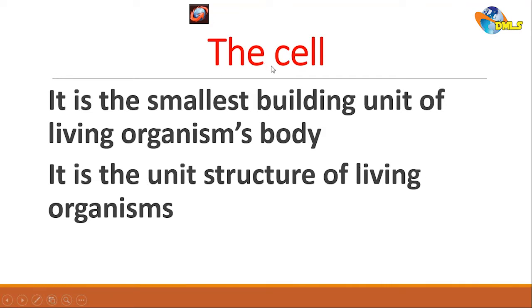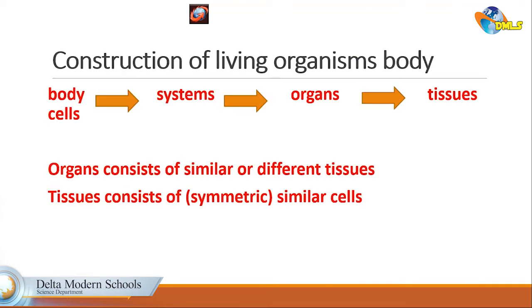So, when we talk about the construction of a living organism's body, we say the body consists of systems, and each system consists of organs. As we had before, the digestive system consists of organs like the stomach, small intestine, large intestine, esophagus, and pharynx. So, we have multiple organs in the same system. And each organ consists of tissues, and the tissues consist of cells.